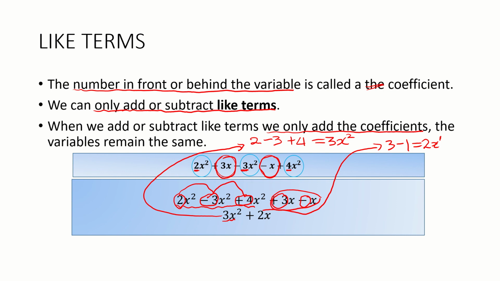And that's it. From here, there is absolutely nothing I can do. I can't do anything from there. I can't add those two because they are unlike terms. Even though they share the same variable, the exponents of those variables are not the same. So I cannot add 3x squared with 2x.